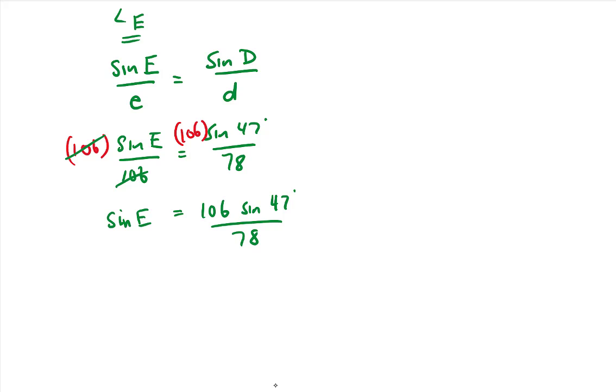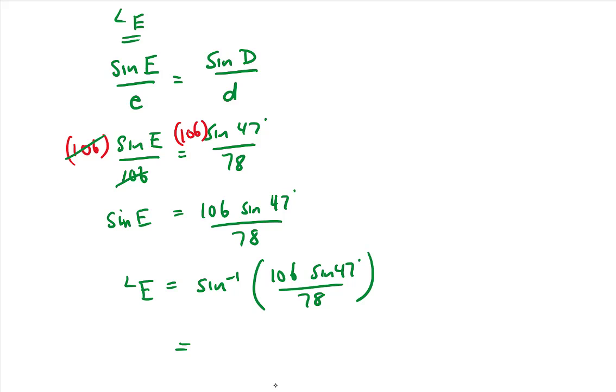The problem is we don't have E by itself. And recall that if we are looking for an angle, we need to use the sine inverse. So the last step is to say that angle E is equal to the sine minus 1 of 106 sine 47 all over 78. And with most of your calculators, as long as you put brackets in the right spot, you can do this calculation all at once.